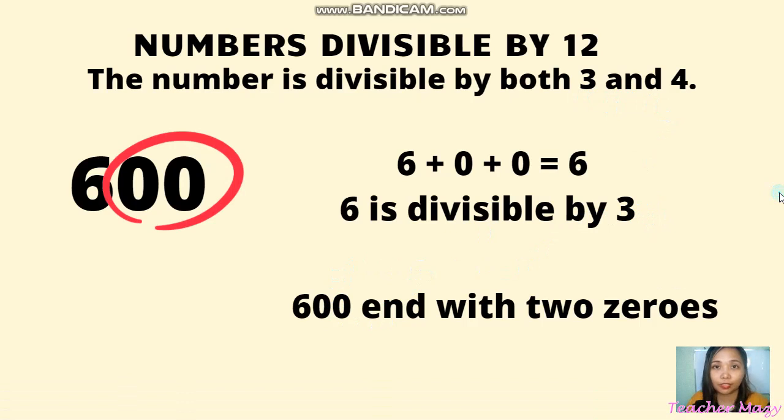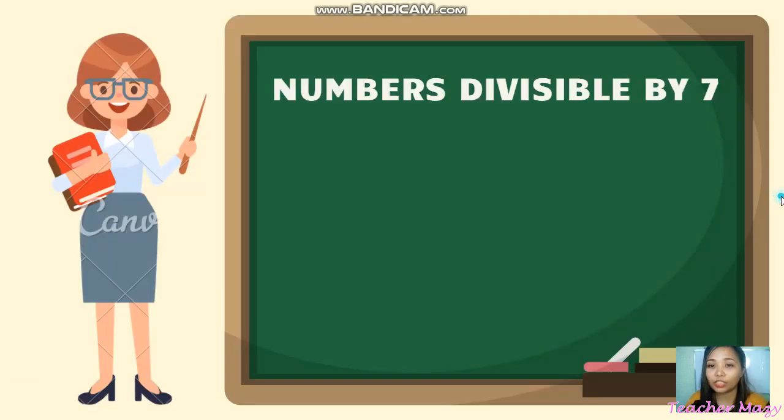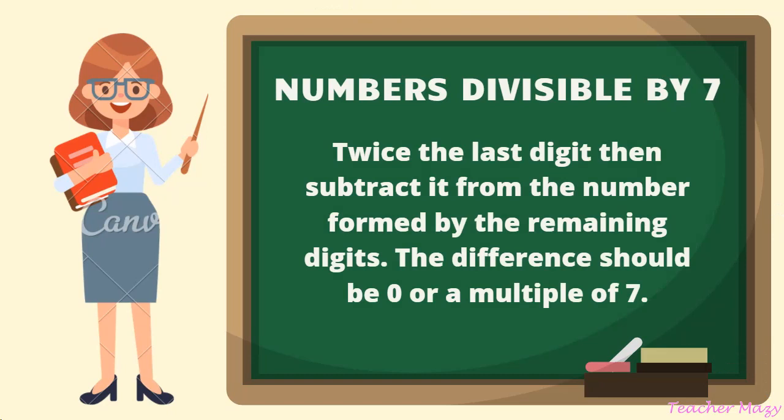So, let's proceed to another number, which is numbers divisible by 7. How do we know if a number is divisible by 7? Twice the last digit. That means we need to multiply it by 2. Then, subtract it from the number formed by the remaining digits. The difference should be 0 or a multiple of 7.